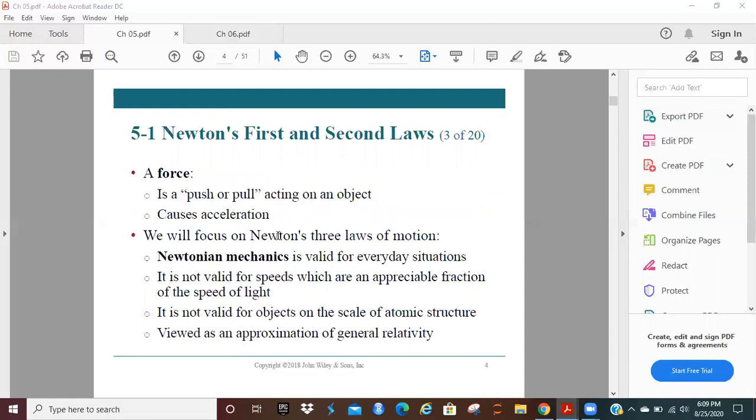So what is a force? What do I mean by that? Force is going to be a pushing or pulling that is acting on an object. In other words, if you push on a book, or if you are pulling on a string that is attached to something else, those actions are going to be represented with force. Forces are going to cause acceleration of an object. In other words, we're attempting to change the speed of an object.